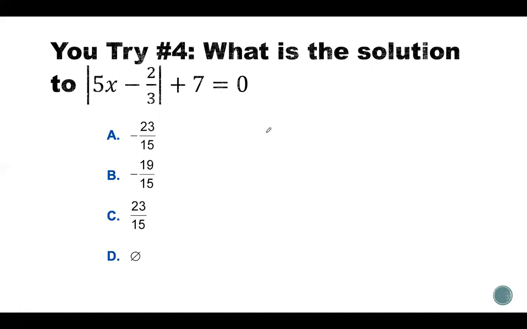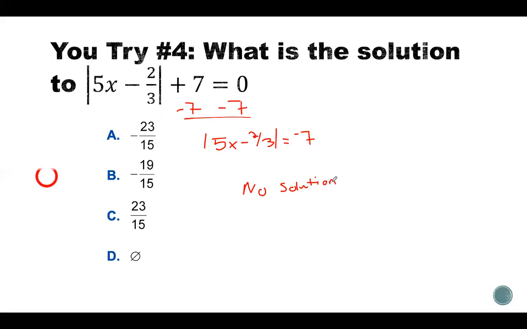All right, so again, my first step should be to isolate the absolute value to one side and everything else to the other. So to do that, we're going to subtract 7. And we get the absolute value of 5x minus 2/3 equals negative 7. And at this point, we can go ahead and stop. This is not a true statement. So it's going to be no solution, or also known as the empty set, which is answer choice D.